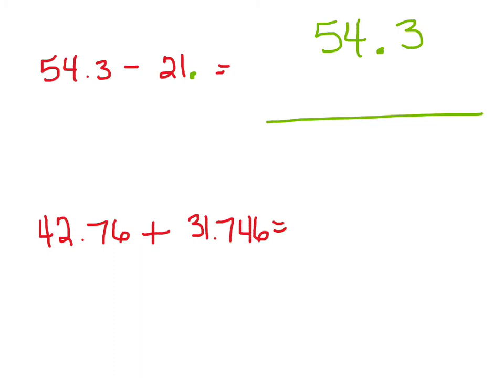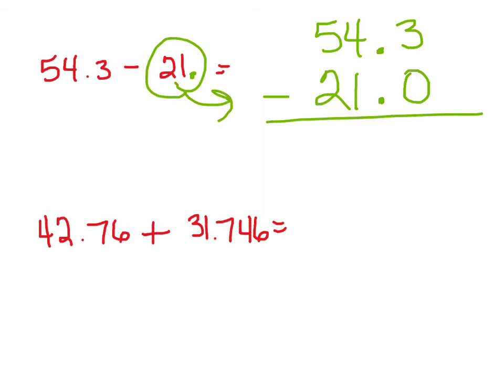So 21 needs to be placed under the whole number 5 and 4 with a decimal, and then fill in the hole with a 0. Okay, if you don't put that decimal in, if you don't line that 21 up under the whole numbers, you will get your problem wrong. Okay, 3 minus 0 is 3. My decimals are all going to be lined up. 4 minus 1 is 3. 5 minus 2 is 3. So 33 3/10.